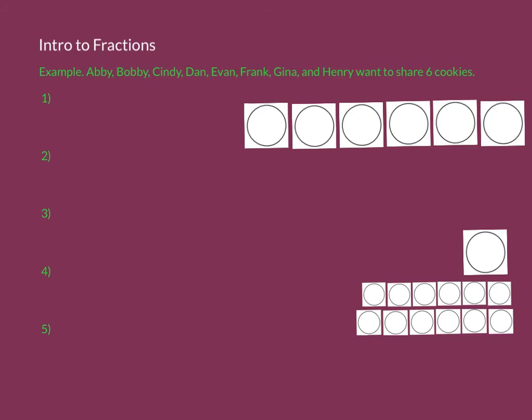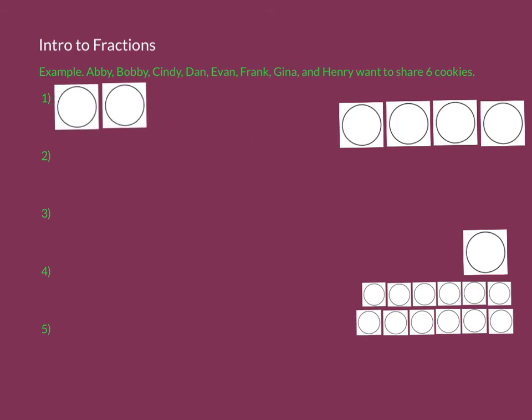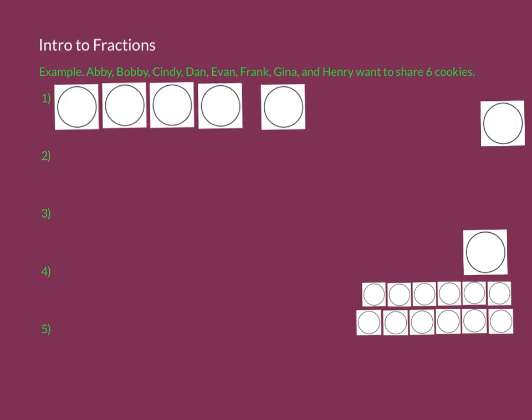Okay, so hopefully you had a chance to come up with 3 different ways to model this situation between Abby, Bobby, Cindy, Dan, Evan, Frank, Gina, and Henry wanting to share the 6 cookies. My guess, based on the burrito type problem that we did, is that some of you started by first drawing the 6 cookies. So I'm going to go ahead on my first strategy here, draw in the 6 cookies.